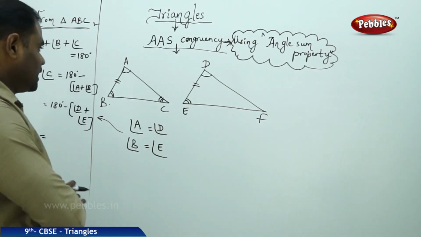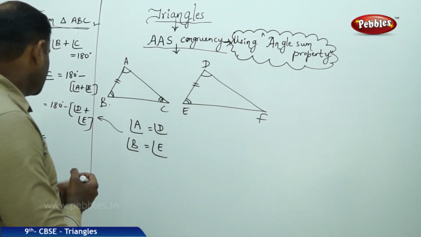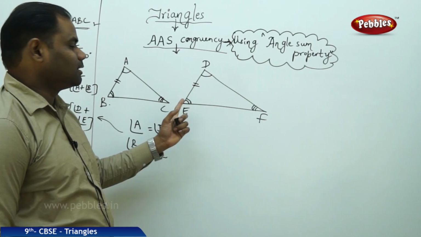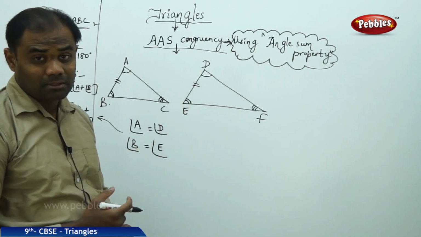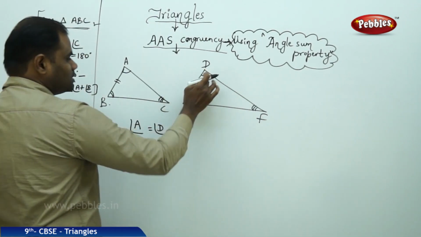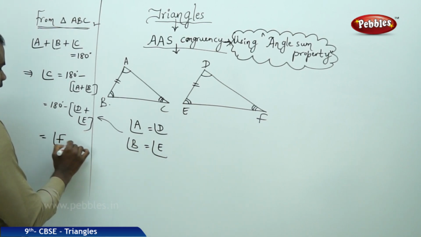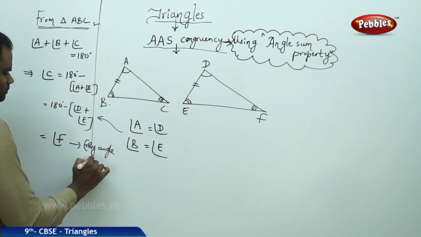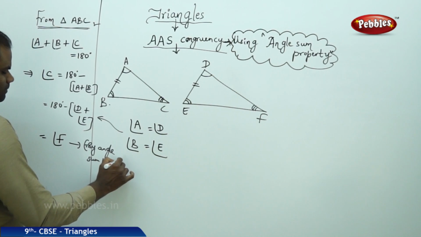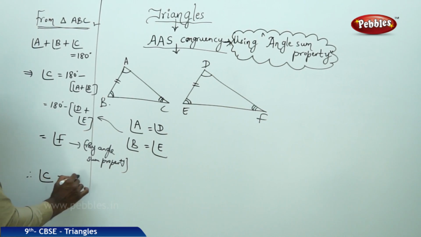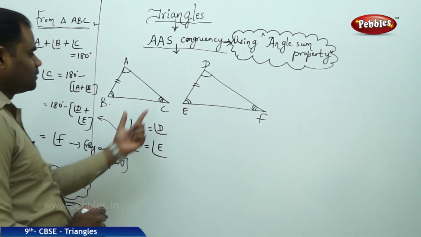Now let me switch to the other triangle, triangle DEF. Here I clearly have angle F as 180 minus (angle D plus angle E), using the angle sum property in the second triangle DEF. Therefore, 180 minus (angle D plus angle E) must be angle F, by the angle sum property in the two triangles. Therefore, I come to the conclusion that angle C must be equal to angle F. Therefore, they are equal.